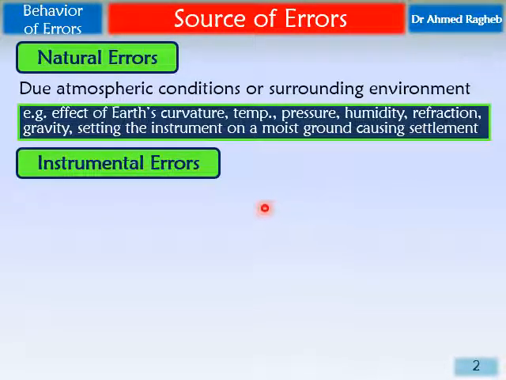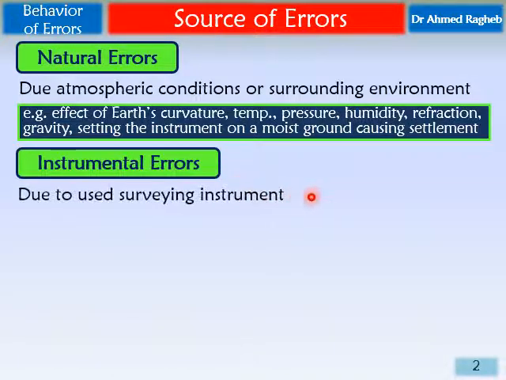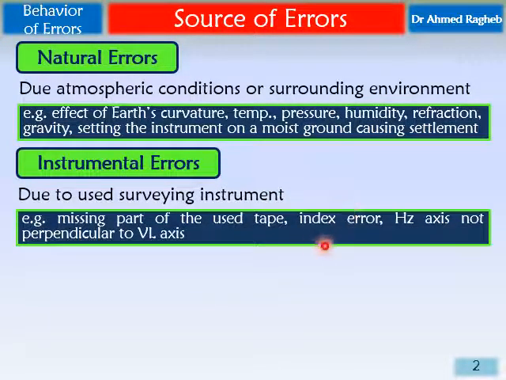The second source of error is the instrumental errors, which is due to the instrument or the device you're using. For example, if you have a missing part of any tape, or the index error, or the axes of the instruments are not perpendicular to each other.